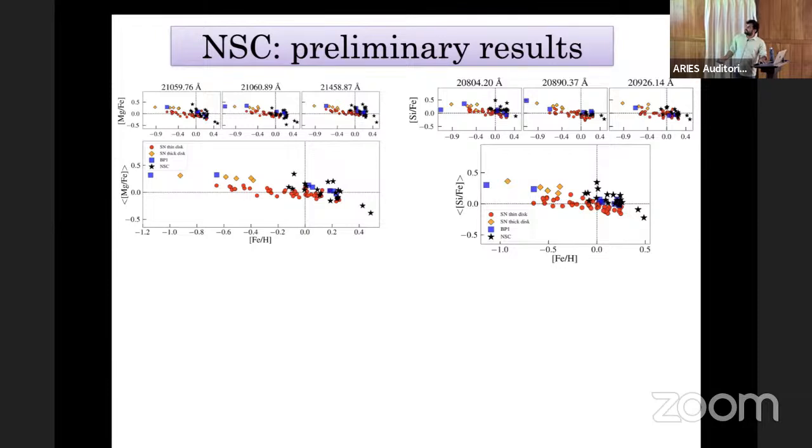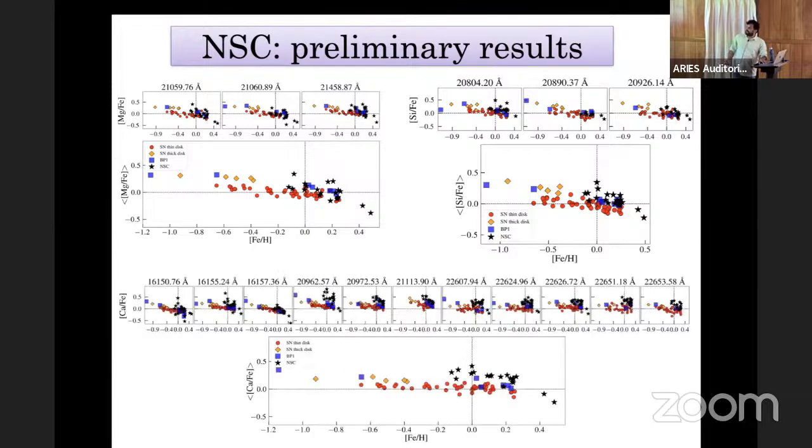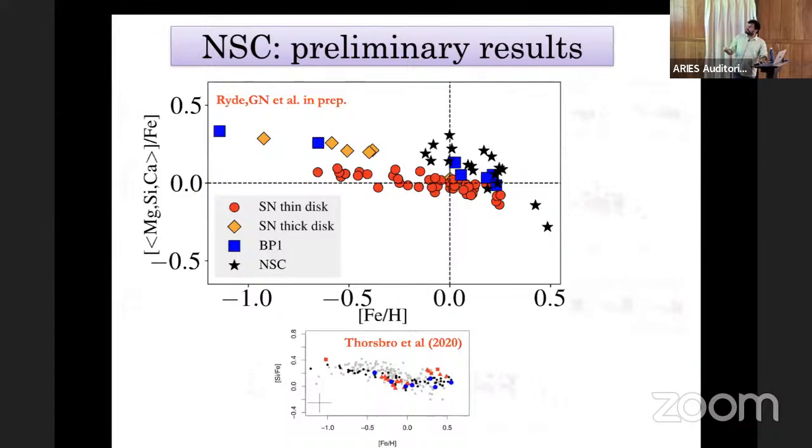Again, for silicon, we find the same kind of upper envelope trend. And for calcium, with around 10 lines, we are able to see this kind of trend, which is similar to the BP1. From the mean value of magnesium, silicon, and calcium, it is very clear that the nuclear star cluster stars are following the BP1 or inner bulge stars, which again shows that there is not much difference between the nuclear star cluster stars and the inner bulge stars, as we expected.